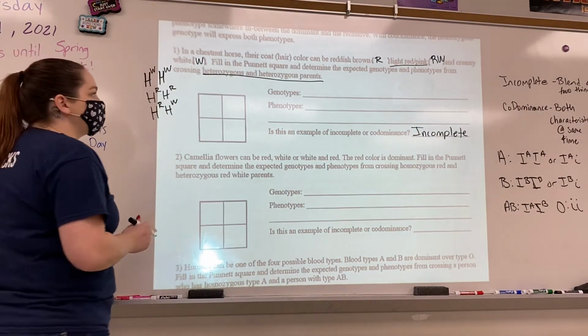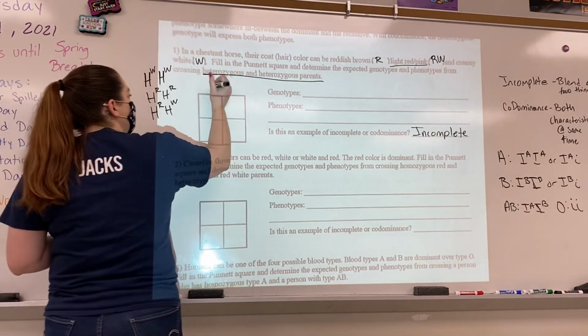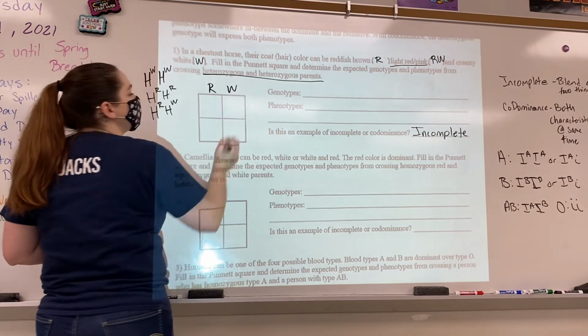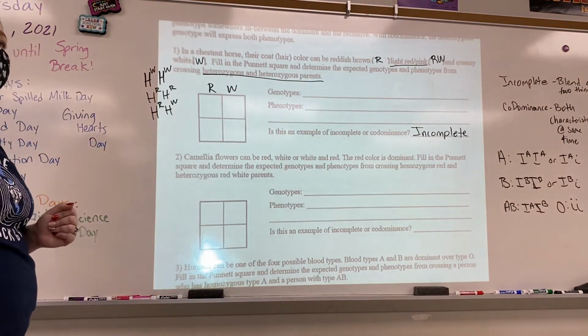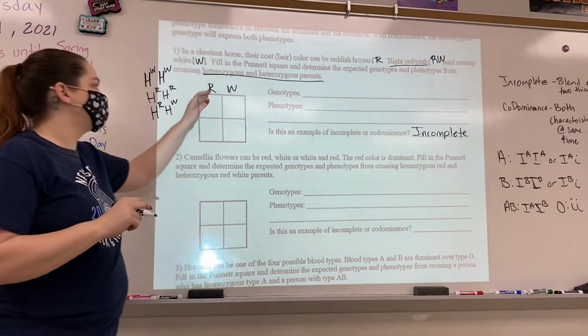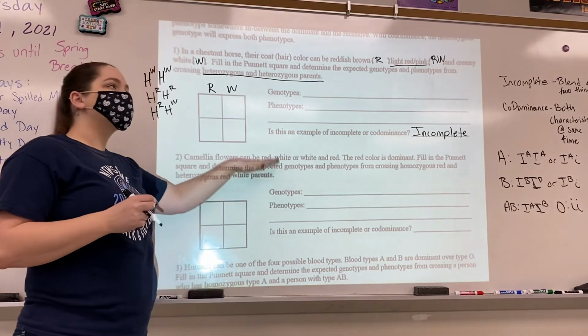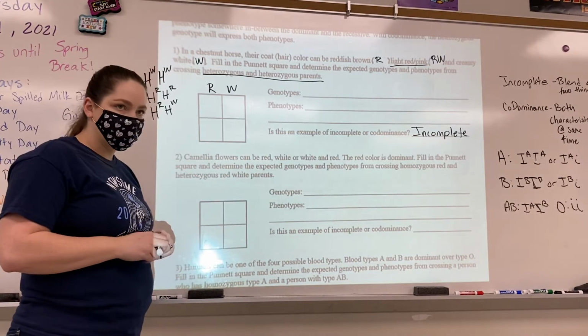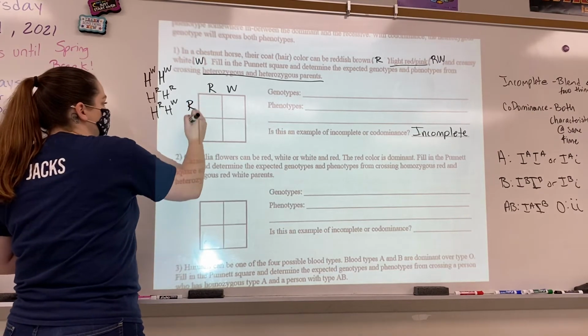What would a heterozygous parent be? It would be RW, because remember, heterozygous means that you have, is it the same or you have different? Different. Heterozygous means different. So you're going to have different letters. We are talking about incomplete and codominance, so both of your letters are capital. So then you have RW on the top and you have RW on the side.